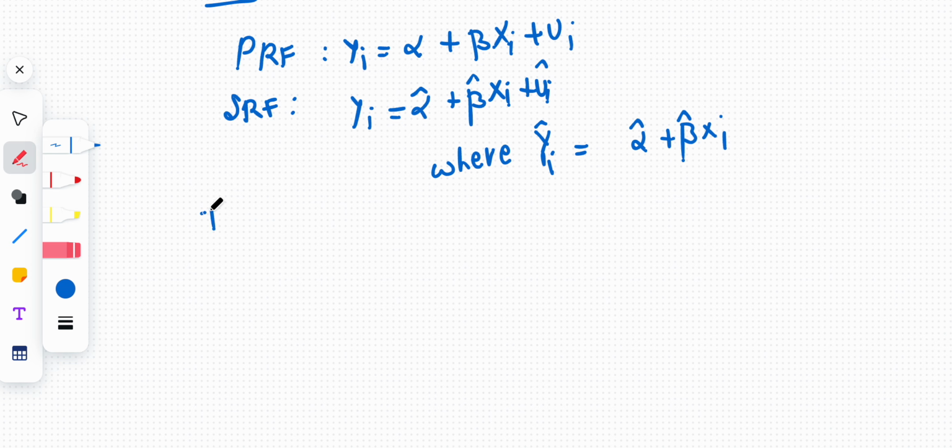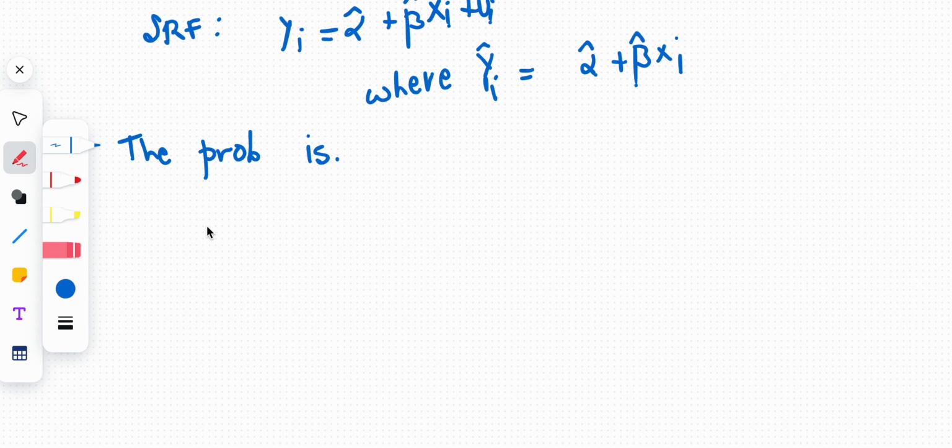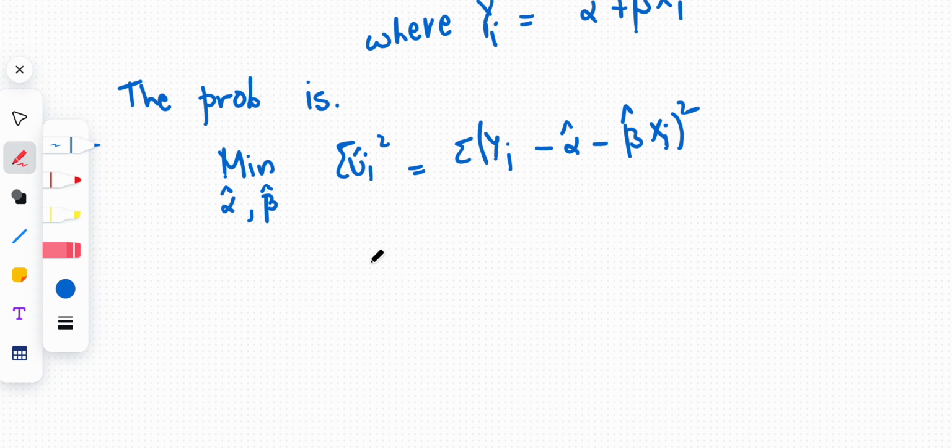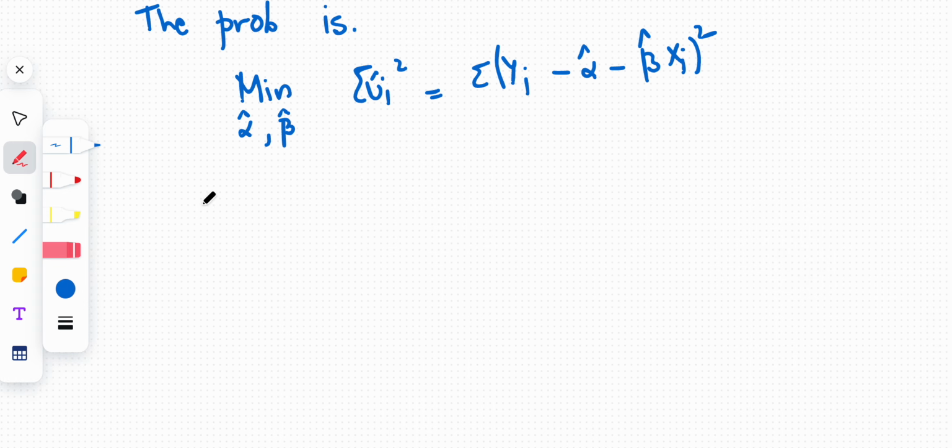Now my problem, oh it worked, then I write slow. Okay, I'll write slow then. The problem is to minimize, over alpha cap and beta cap, the summation of ui cap square, which is equal to the summation of yi minus alpha cap minus beta cap xi, whole square. Right, this is my current scenario.